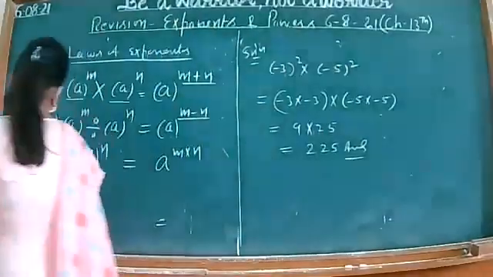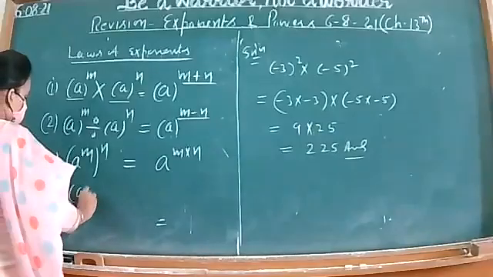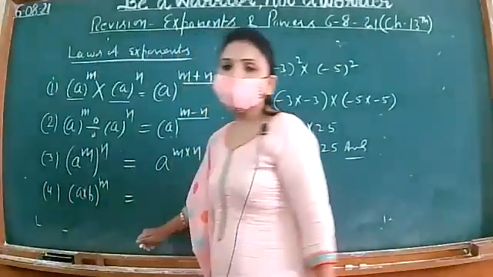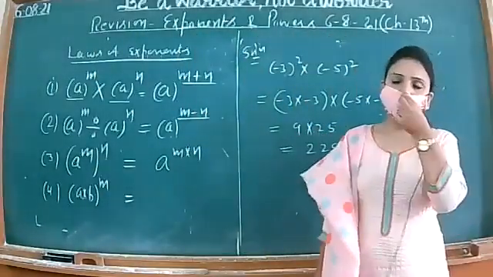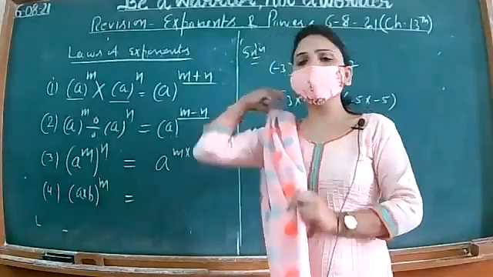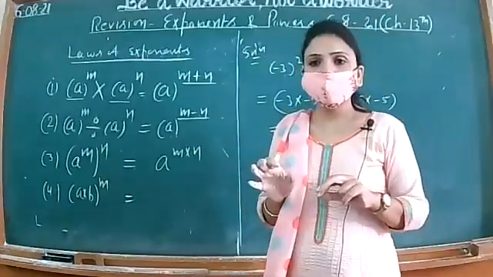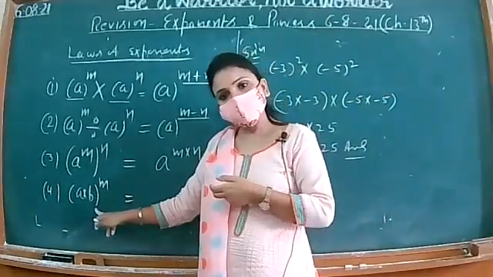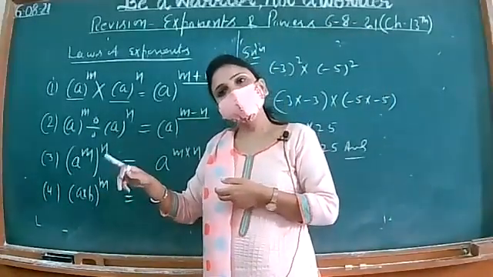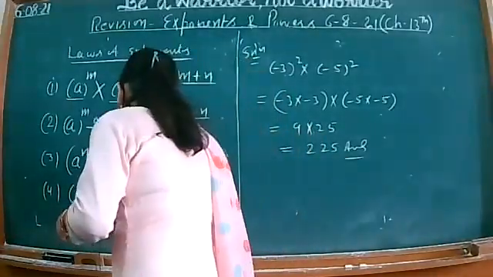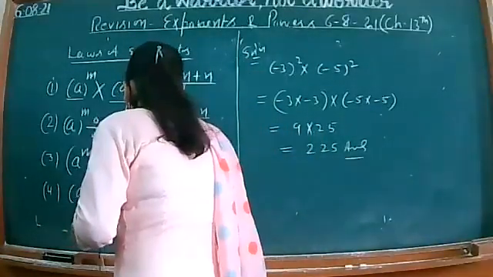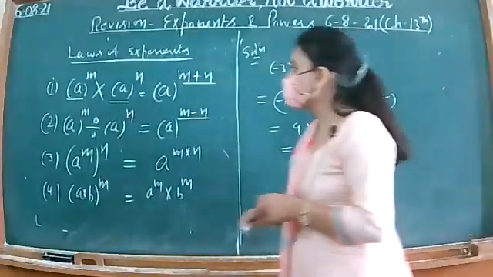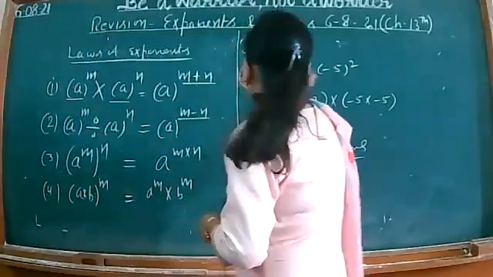Fourth law. Multiplying two numbers having the same power. When a box of sweets comes home, everyone eats, you don't sit holding it in your lap saying it is only mine; everyone can eat, right? In the same way, if there is a power and inside there are many numbers, that power will be given to every number. That will be a raised to power m into b raised to power m. Next.